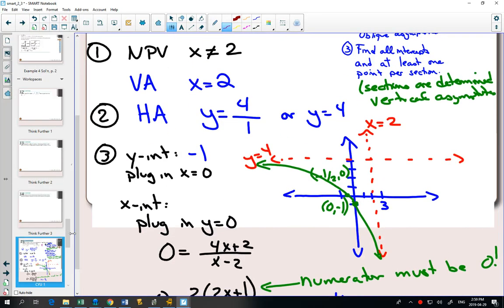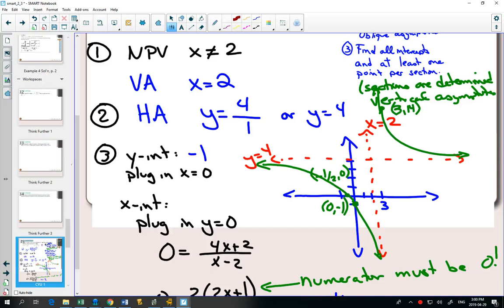Where is 3 comma 14? Well, it's way up here somewhere. I'll try my best not to have it go too far up. But I now see that in order to graph this part here, it has to be in that section. So I have at least 1 point per section. I've got 3 comma 14, and I've got x-intercepts and y-intercepts.